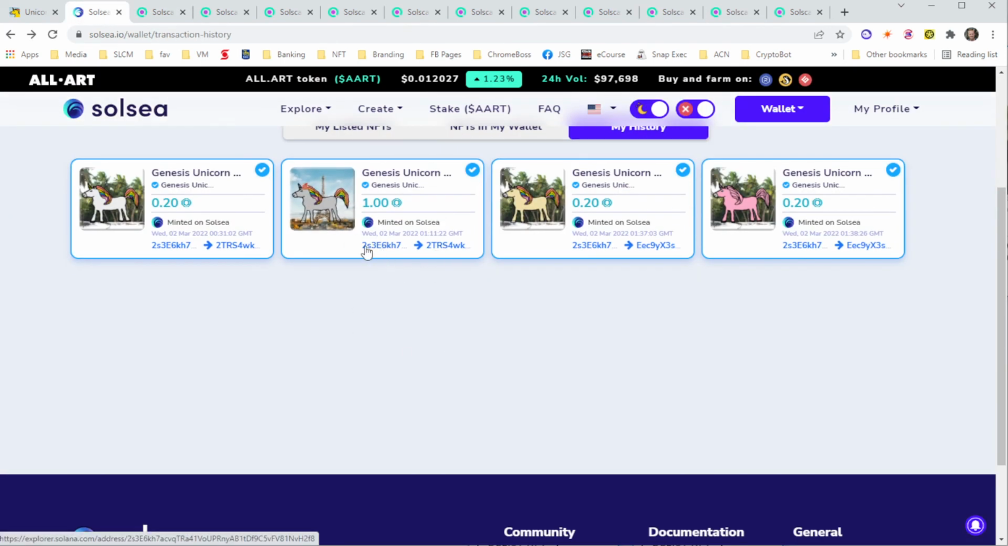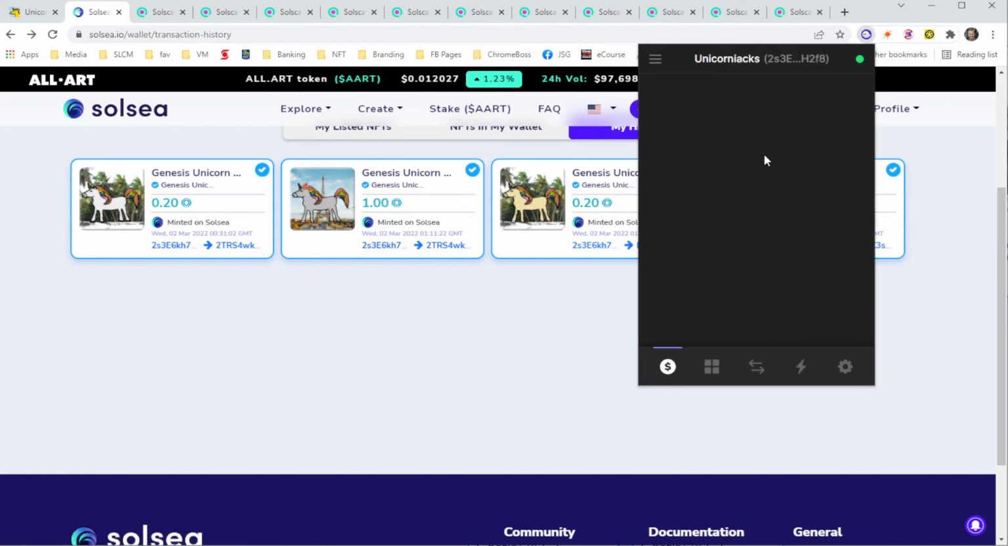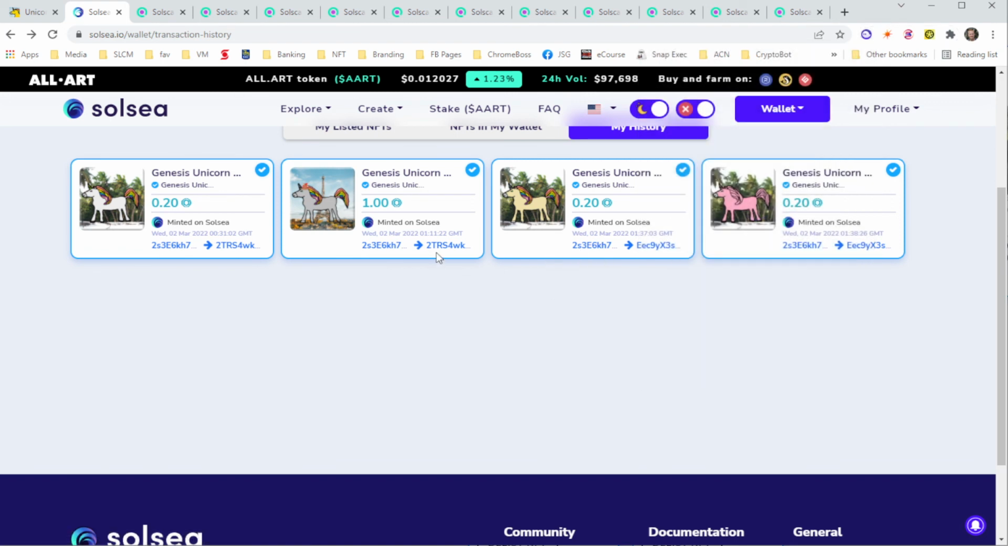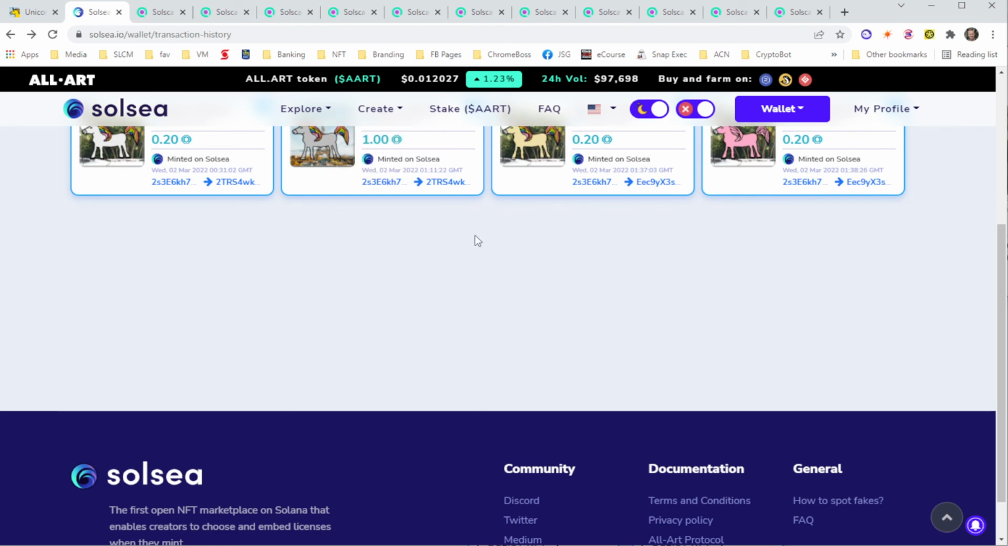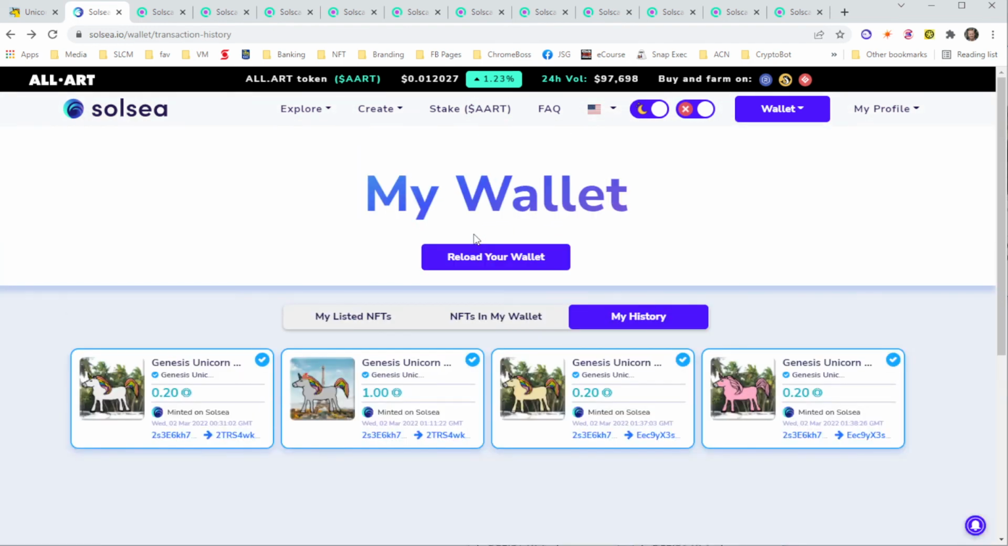Now you can also see right here it goes from this wallet which I showed you earlier. This is my wallet, right, to S3E, and it went to this buyer here. I guess these two were bought by the same person, these two were bought by the same person, right? So that's how you can find the transactions in the Solana blockchain.